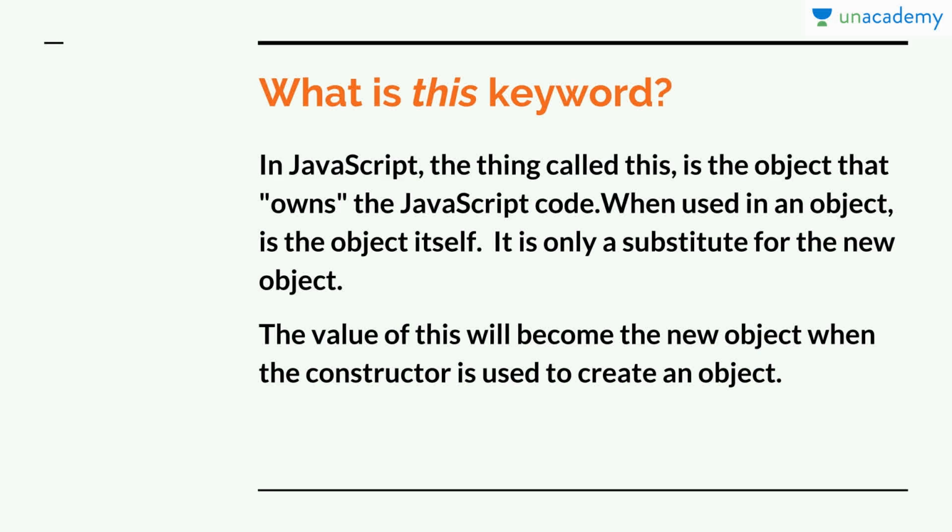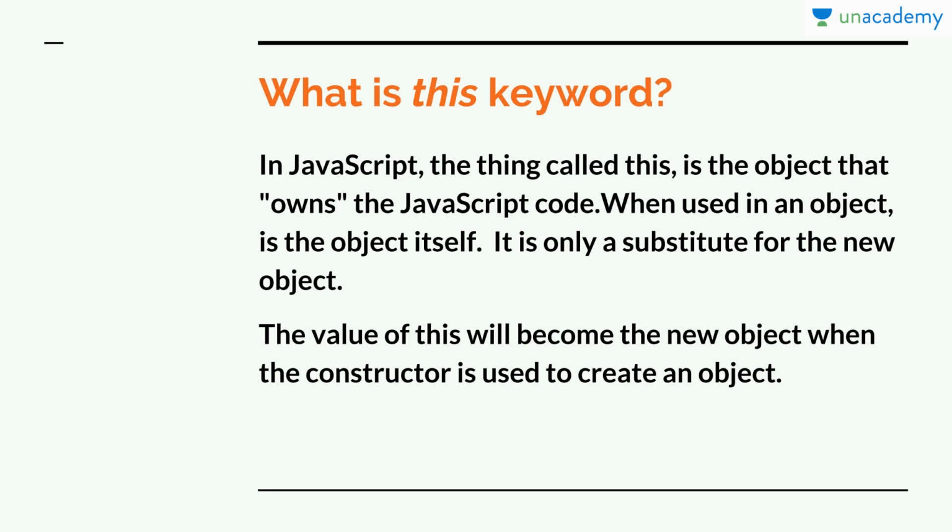This is a keyword which works dynamically. When you run that code, this is replaced with the new object that you have created, and then it changes the whole code for you for that object. So it is only a substitute for the new object. It's a substitute; the actual code remains the same. The value of this will become the new object when the constructor is used to create an object.